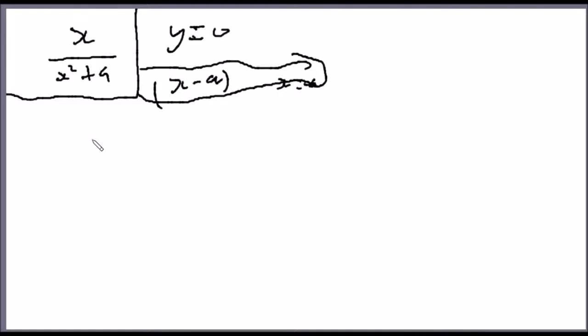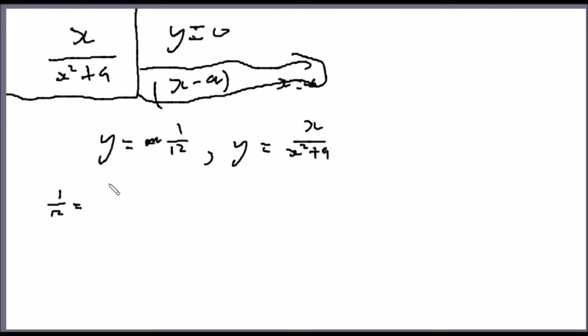Another thing you can do with rational functions is find intersection points of the curve and perhaps a line. So let's say that y is a normal line, y equals a 12th, and then the function itself, let's use x over x squared plus 9 again. Just say these are equal to each other, so a 12th equals x over x squared plus 9.